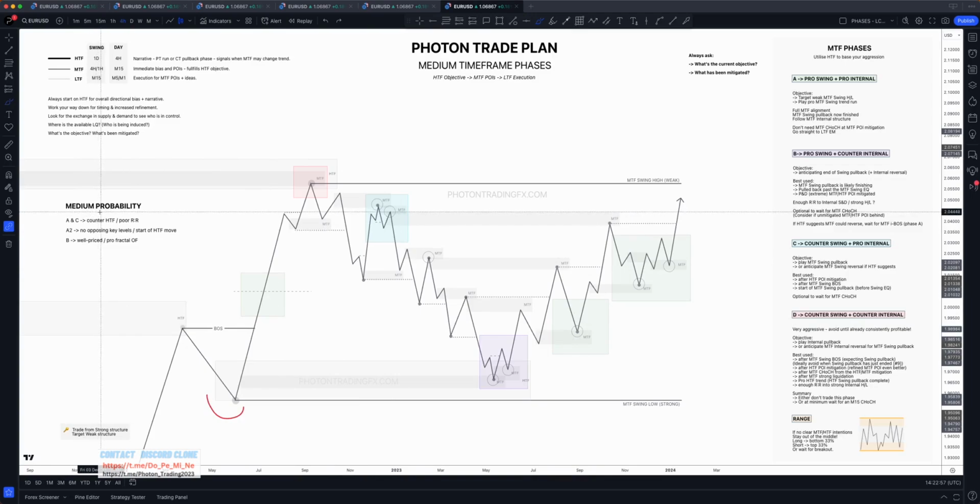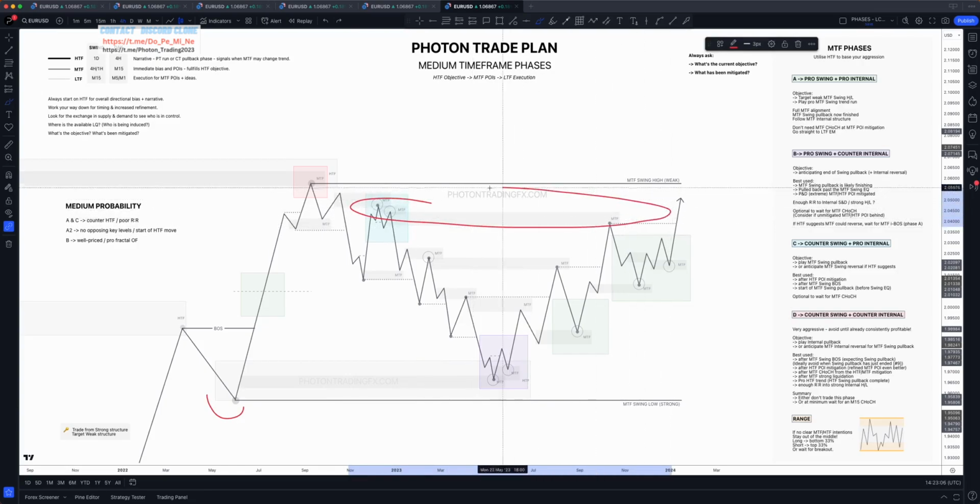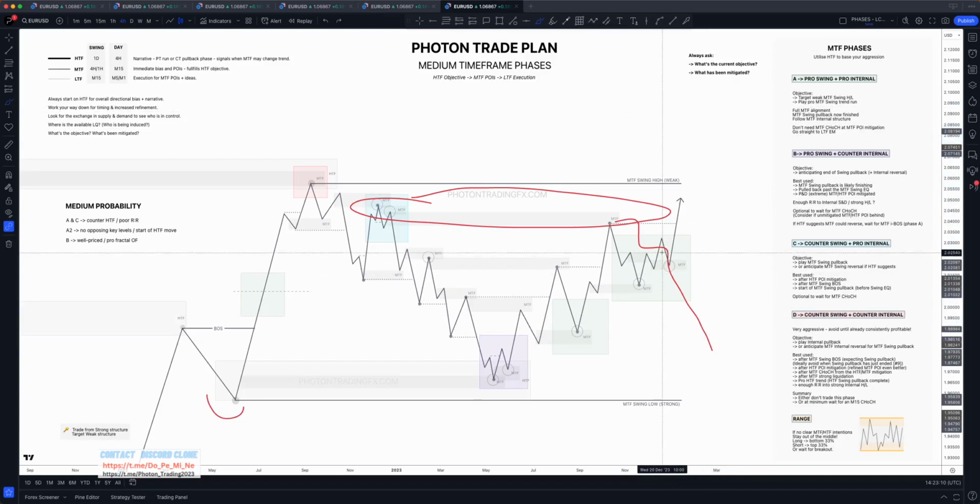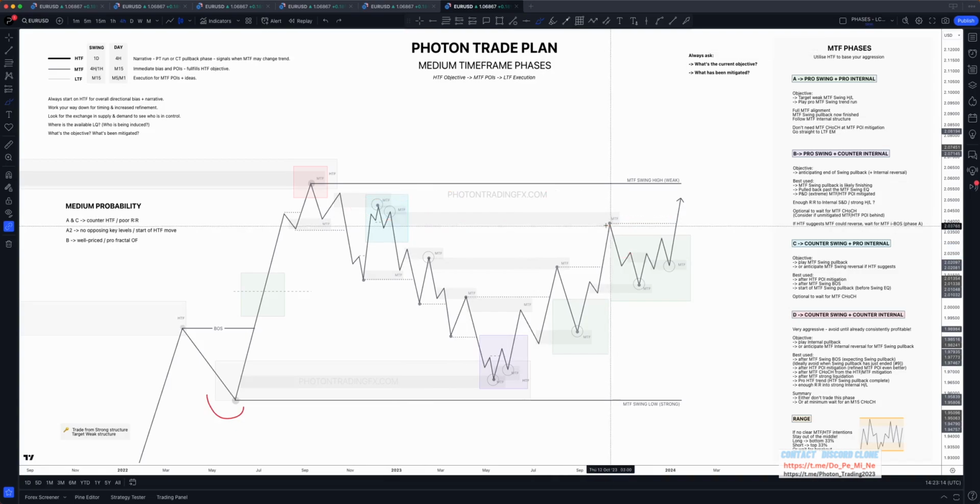So why have I said it's medium probability? Well, it can be a phase A trade, but like I said, maybe we're buying near the high. Maybe there is some somewhat significant supply here to the left where we probably are expecting a bit of a deeper pullback from potentially before we go. So it's not ideal really to be buying right after a mitigation of that level.